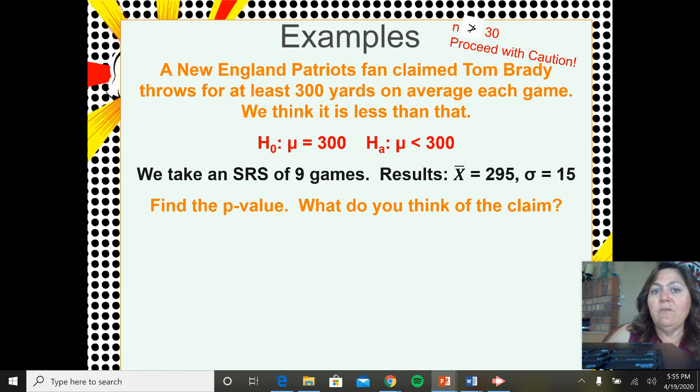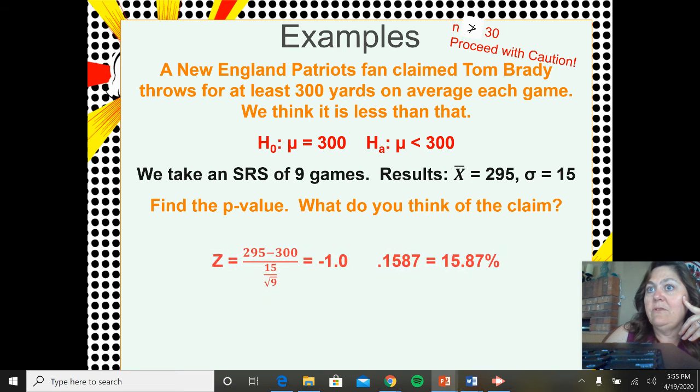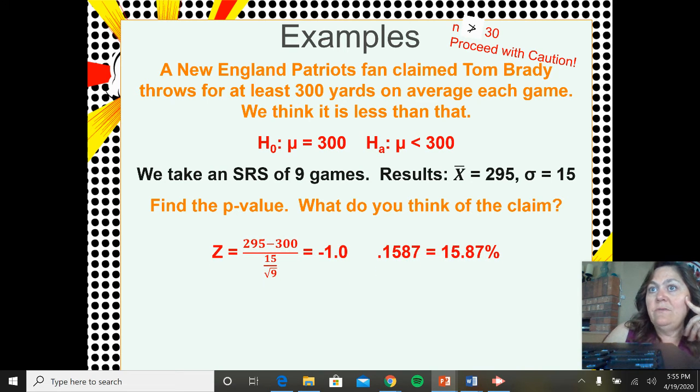We look at this, and of course, we're going to do our conditions. n is not greater than 30 here, so we can't claim CLT, and I didn't give you the data points, so we must proceed with caution. But we've got a z value, and that gives us a p-value of 15.87%. I'm going to stop the video right here and ask you to go to Edpuzzle and tell me, what would that tell you to do when you're making your decision about H0 or HA?